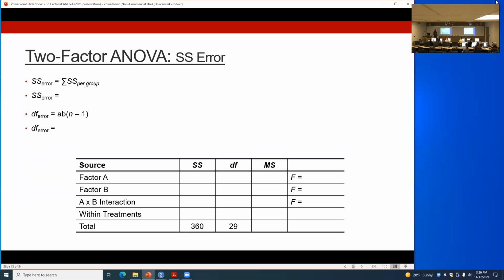Okay. So again, sum of squares error is the sum of the sum of squares for each group. If I go through and look at my sheet and add up all the sum of squares, that'll get me there. Degrees of freedom: number of levels of factor A times the number of levels of factor B times the number of people per cell minus 1. 2 times 3 times, we've got 5 people per cell, so 4 there. That gives us our within treatments, or our sum of squares error, whatever you want to call it, and that populates there. People with me so far?